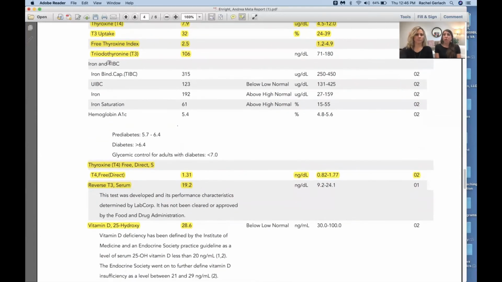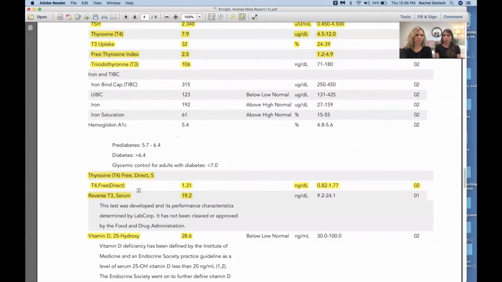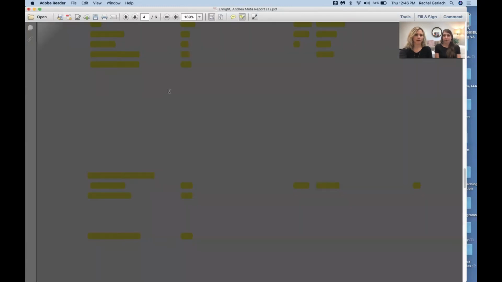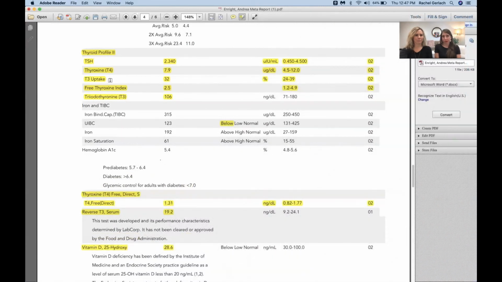So here we're looking at total T3, just like we looked at total T4. Total T3, as I mentioned, is the amount of the active thyroid hormone. 100 to 150 is the range I like to use for total T3. And so at 106, not too bad. Could that be a little bit higher? Sure, but again, it's not too bad. It's still within that optimal range.